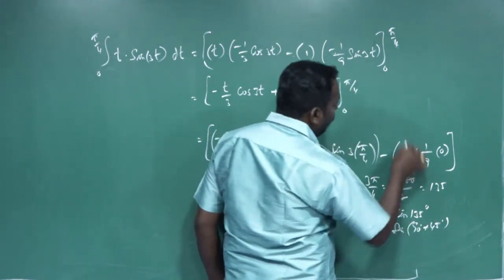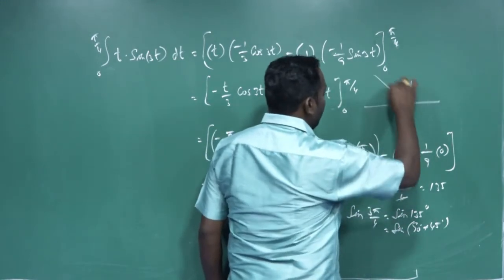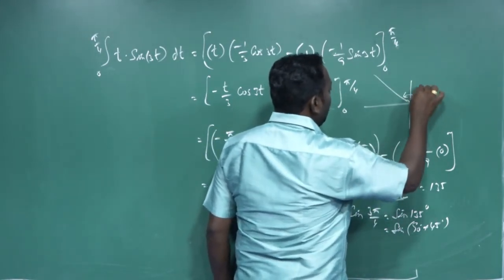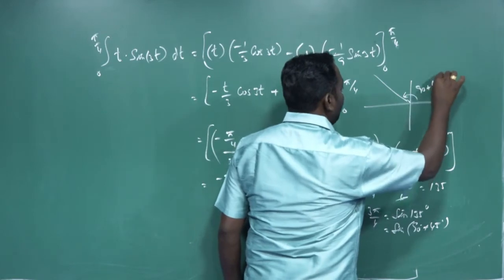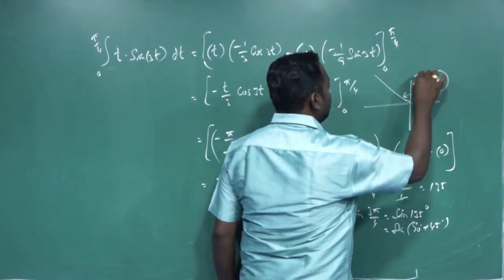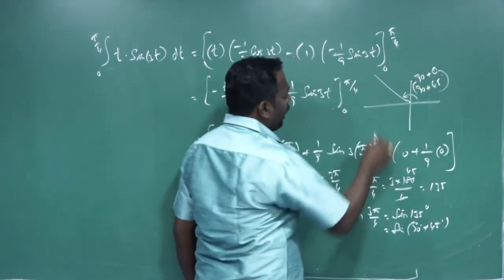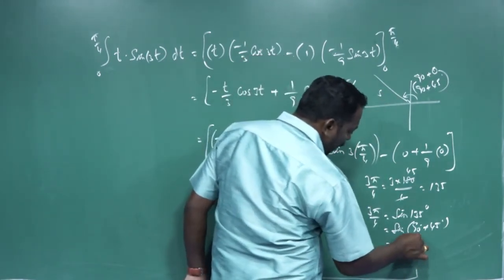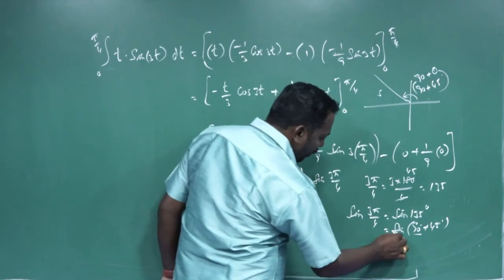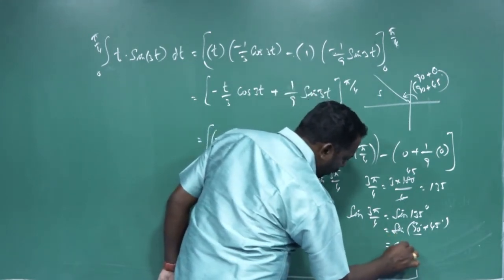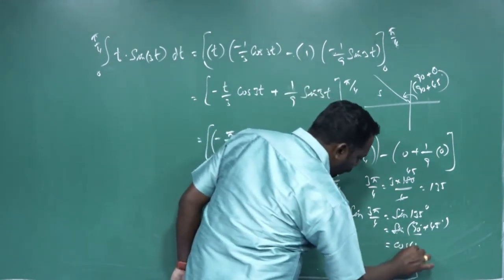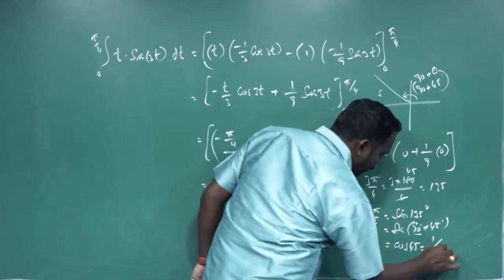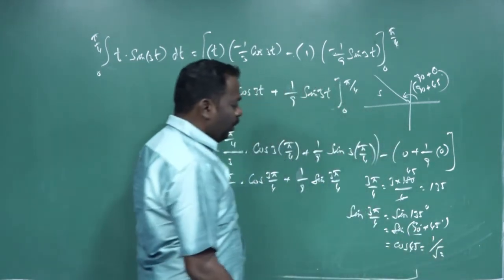90 plus 45 lies in which quadrant? Second quadrant only. It is 90 degrees plus 45 degrees, of the form 90 plus theta, which lies in the second quadrant. In the second quadrant sin is positive. But with complementary angle 90, sin becomes plus cos. The theta value equals 45. That equals 1 by root 2, since cos 45 equals 1 by root 2.